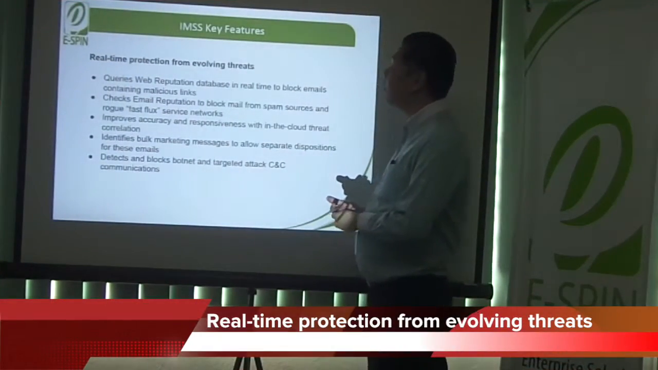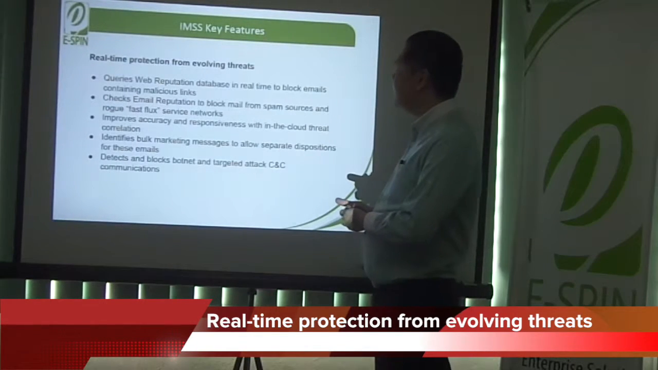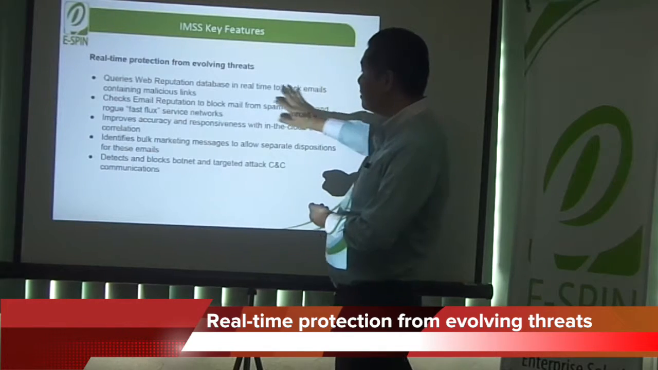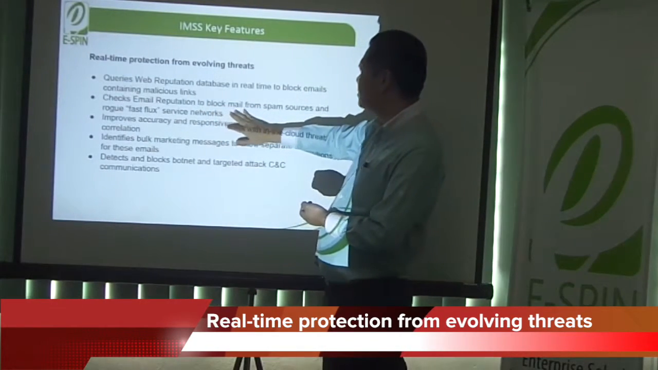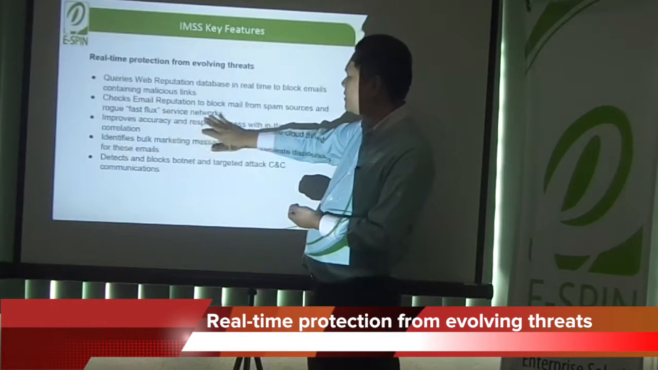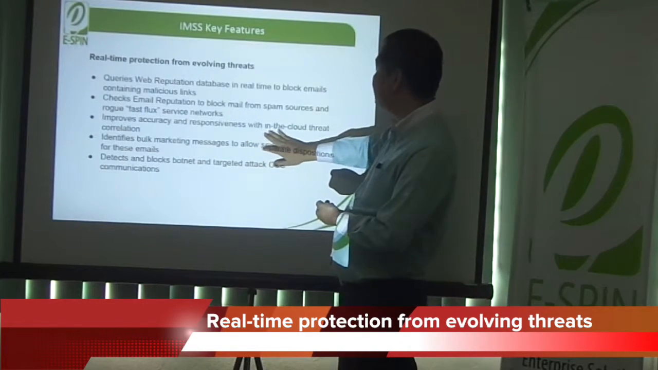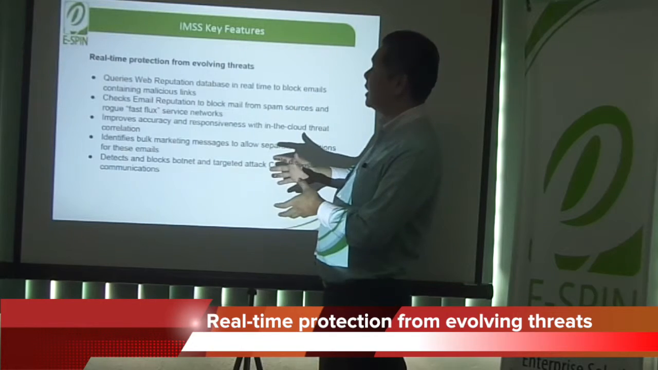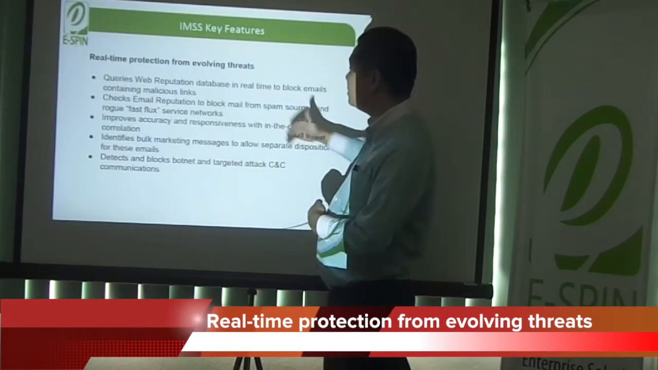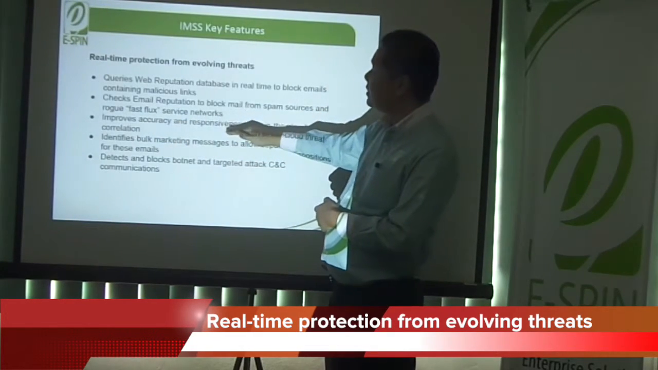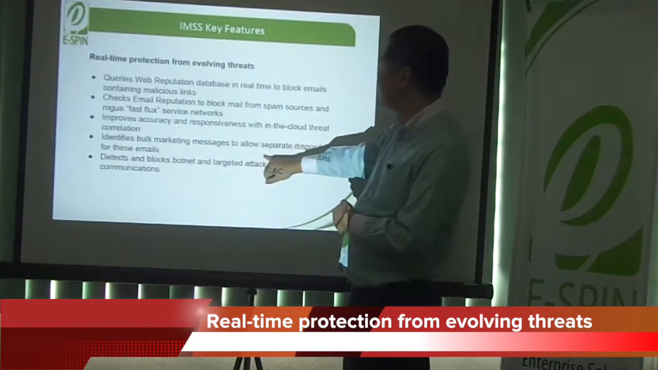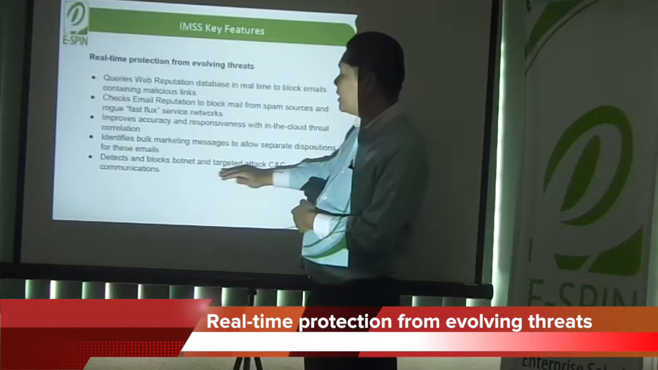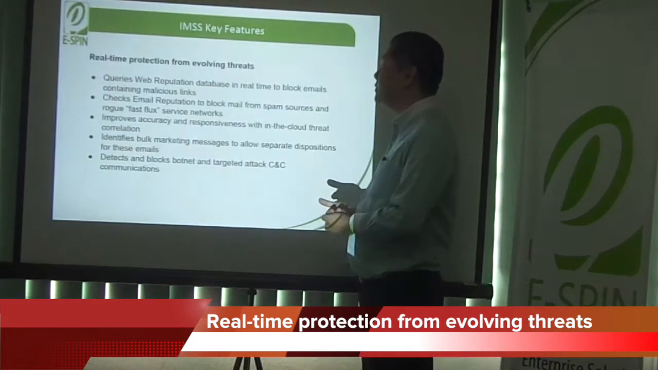IMSS key feature, we continue: real-time protection from emerging threats, because the world keeps advancing, and so do the security threats. So of course it uses the web reputation database in real time to block emails containing malicious links, checks email reputation to block mail from spam sources and fast-flux service networks, and improves accuracy and responsiveness with in-the-cloud threat correlation. This is one of the differentiation points compared with so-called on-premises solutions, because we will link the correlation with the manufacturer's database in real time, right? It also identifies bulk marketing messages to allow separate disposition of those emails, and detects and blocks warning and targeted attack C&C communications, right? So this is another key feature of IMSS.